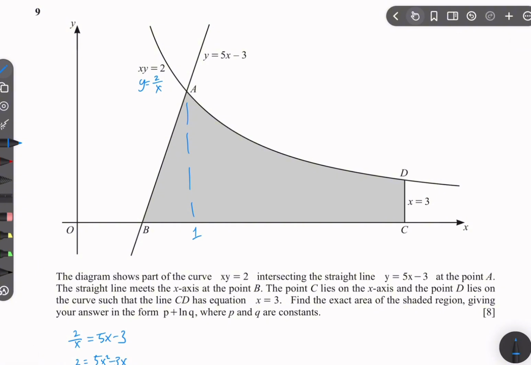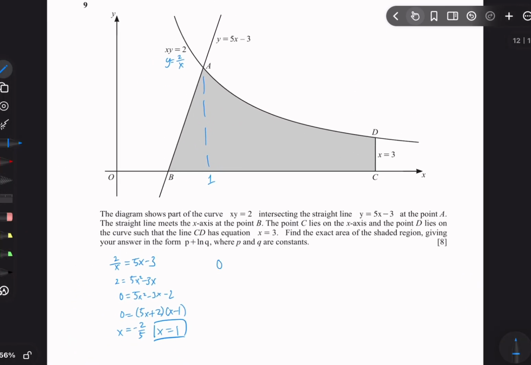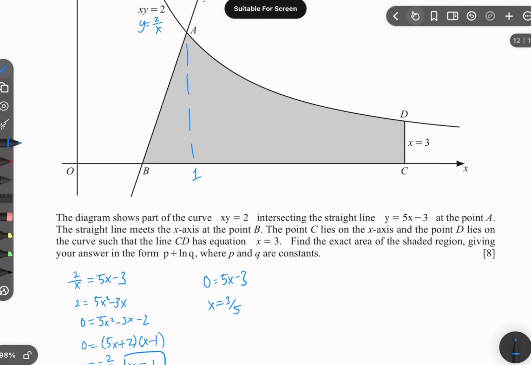And B is where the straight line intersects the x-axis. So the y-coordinate must be 0. So 0 equals 5x minus 3. So x is 3 over 5. And this is here.